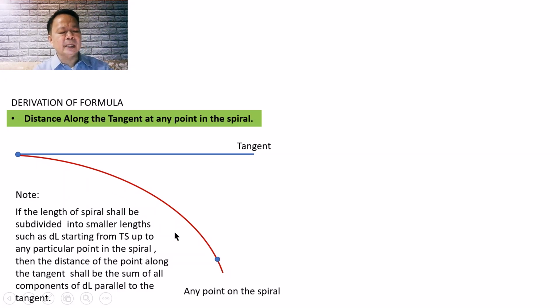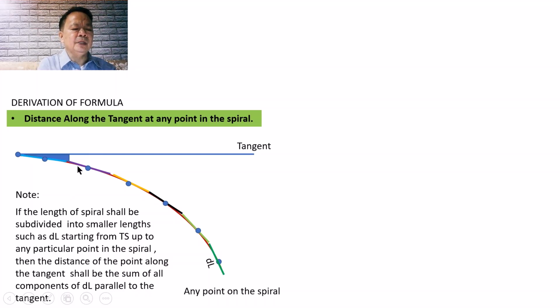As we did earlier, if the length of the spiral is subdivided into smaller lengths, such as DL, starting from this TS up to our any point, then the distance of the point along the tangent shall be the sum of all the components of DL parallel to the tangent. Let us show that we consider this point, so that this length will be our DL. We have here the point, and its length is DL. The same is true here until we reach the last point, the any point on the spiral. So what we shall do is resolve this differential length and show the component of that DL parallel and perpendicular to the tangent.